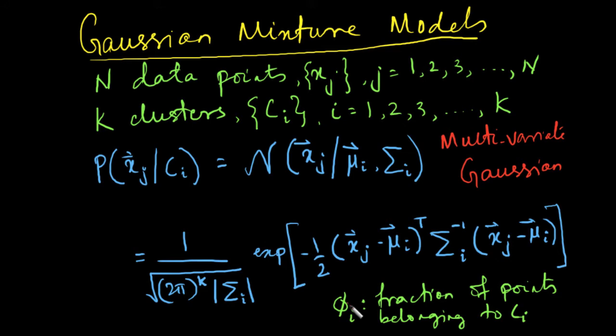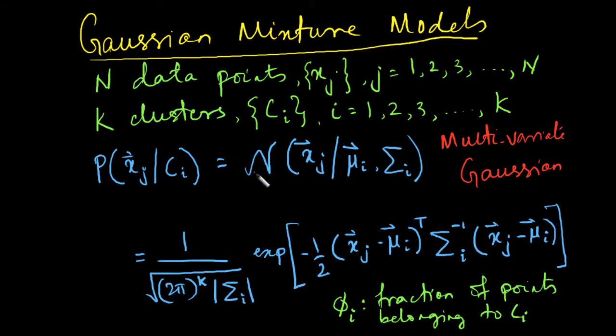So for solving this problem, which means to estimate the values of mu I, sigma I and phi I, we use the expectation maximization algorithm, which we had learned in another video. In case you haven't watched that video, the link is available in the description box, and I very strongly recommend that you watch that video before continuing further, because an understanding of that expectation maximization algorithm will help you in properly understanding what we are trying to do.